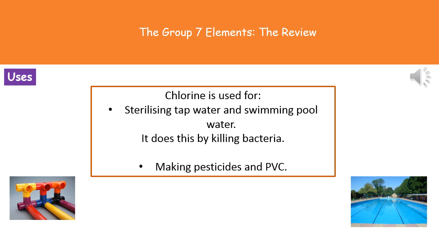We need to know what these halogens are used for. So the first one we need to know about its uses is chlorine. Now you will know chlorine because anytime you get into a swimming pool, that's what's stopping you getting covered in various bacteria. So we use chlorine to sterilise tap water and swimming pool water, and it does this by killing the bacteria that's present. Second use for our chlorine then is for making things. So we'll be able to make pesticides and PVC, which is a type of plastic, just through using our chlorine.